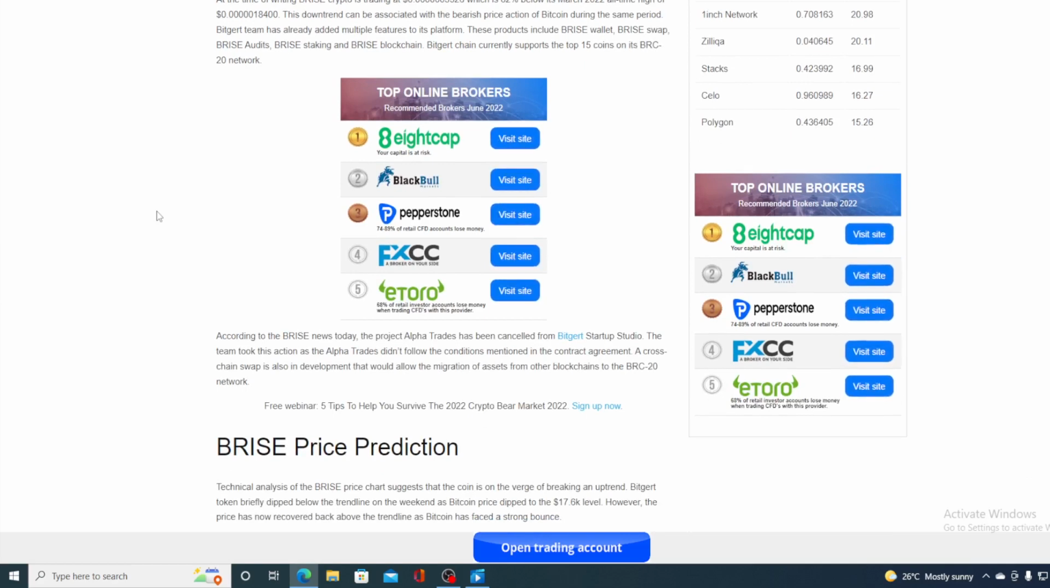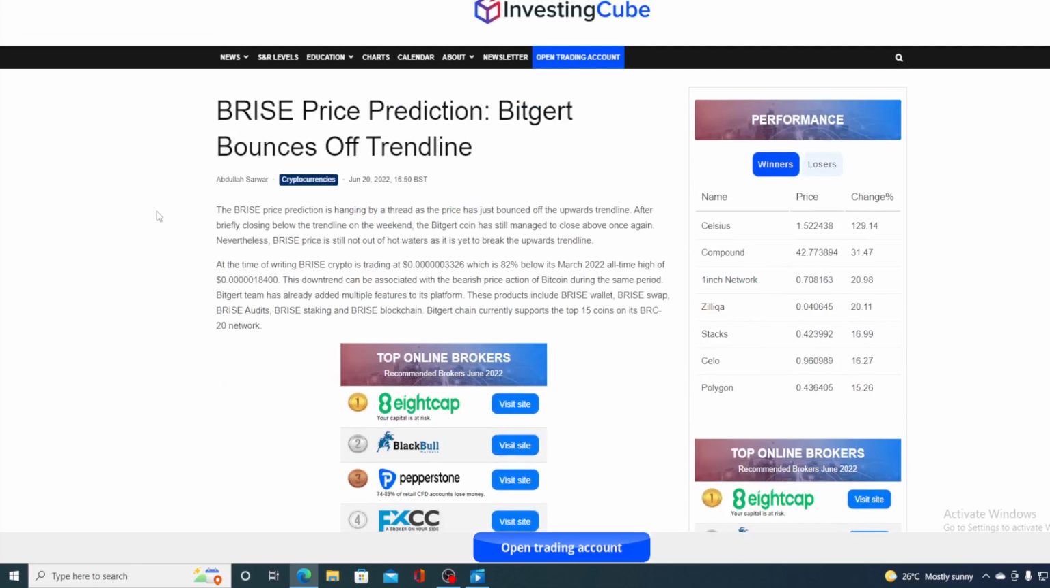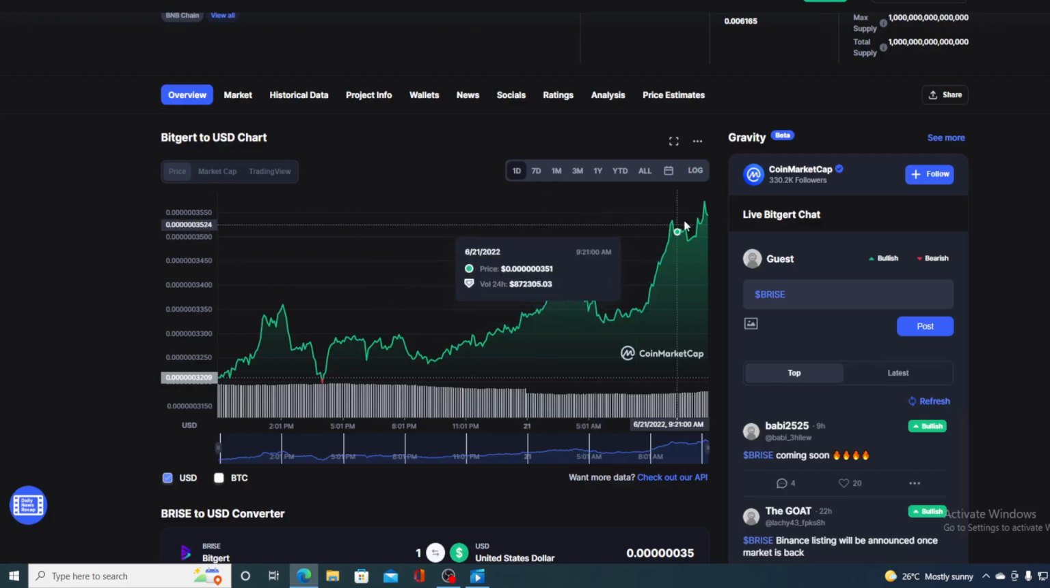According to Brise News today, the project Alpha Trades has been cancelled from Bitgert Startup Studios. The team took this action as Alpha Trades did not follow the conditions mentioned in the contract agreement. A cross-chain swap is also in development that will allow the migration of assets from other blockchains to the BRC20 network. So, the Bitgert ecosystem is still in development, so there are still new things to come from Bitgert, so you can imagine where this price will go in the future.